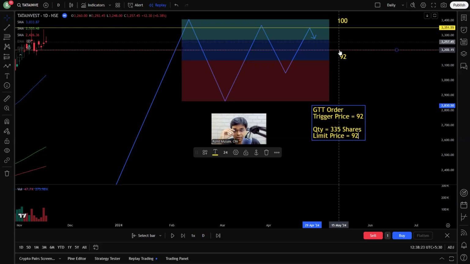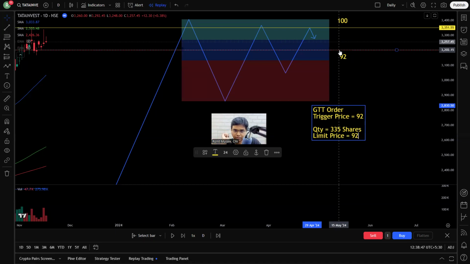So the order will not get executed. That's a huge risk. And the order will remain with the exchange. And let's say it continues to fall, it goes from 91.95 to 91, then 90, then 84, then 80. Your order will never get executed, right? Because you told the exchange that your minimum selling price should be 92 or higher than 92, whatever is better.